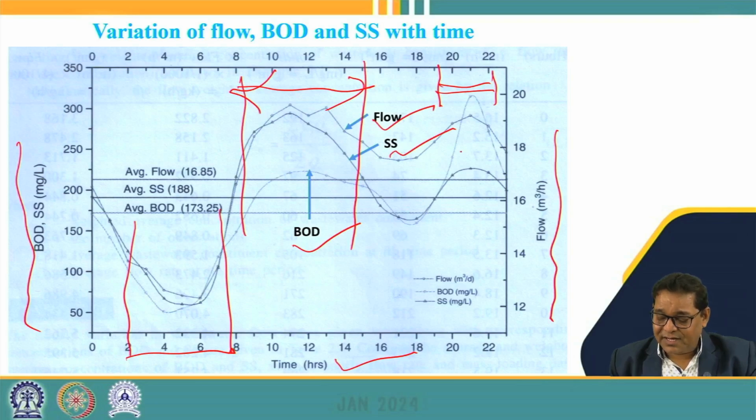There can be seen a lot of variation in the flow rate, in the BOD concentration, and in the suspended solids. So these variations are basically dampened by providing this equalization tank.